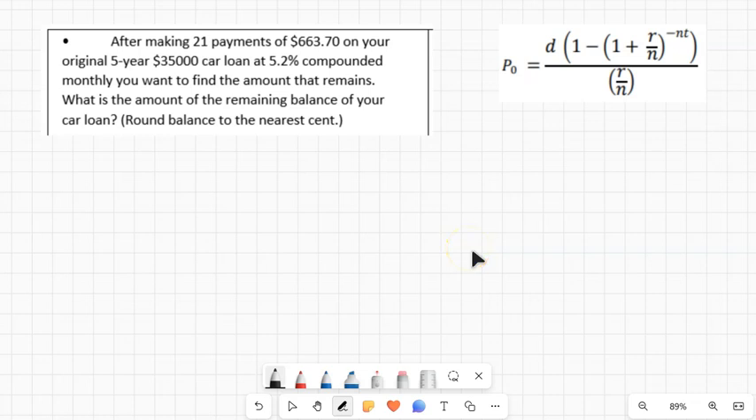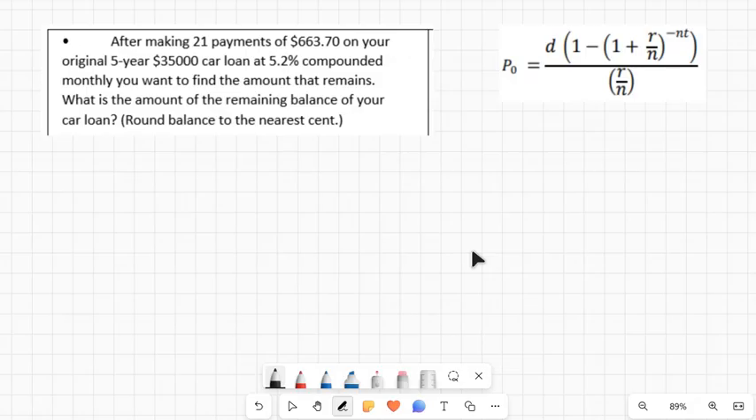Let's take a look at an example of finding the remaining balance on a loan. In this case, we have: after making 21 payments of $663.70 on your original 5-year $35,000 car loan at 5.2% compounded monthly, you want to find the amount that remains. What is the amount of the remaining balance of your car loan?